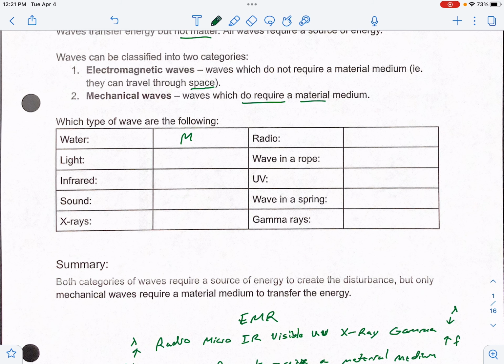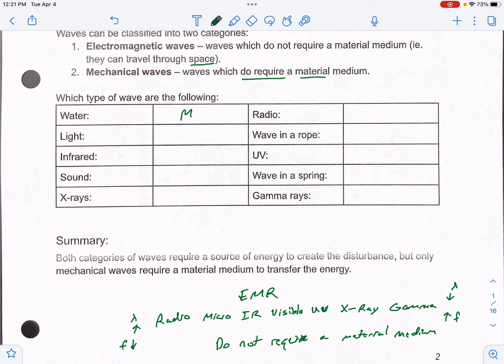Okay, then you have light. Well, light's a part of my EMR scale, so this is going to be electromagnetic. Infrared, that is also on my electromagnetic. So it really does help to have that EMR scale down, because that kind of just tells you exactly what it is. Now sound, it does require a medium, so you need air particles for that to happen. So if you were to scream in space or something like that, or there's an explosion in space, you're not going to hear it because there are no particles to transfer that sound.